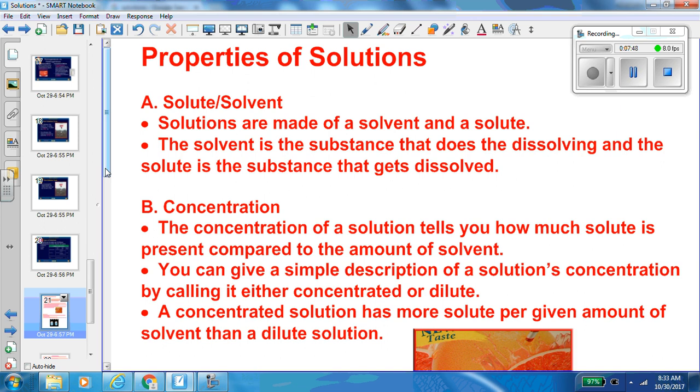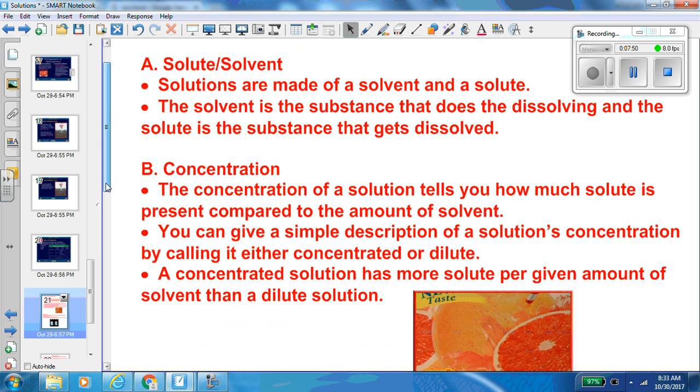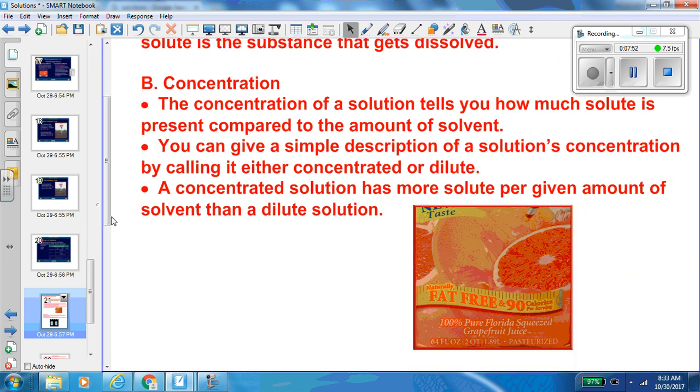Concentration. Solutions can also be associated with a concentration level. The concentration of a solution tells you how much solute is present compared to the amount of solvent. So you can give a simple description of a solution's concentration by calling it either concentrated or dilute. And you've probably heard these words before, especially on food items.